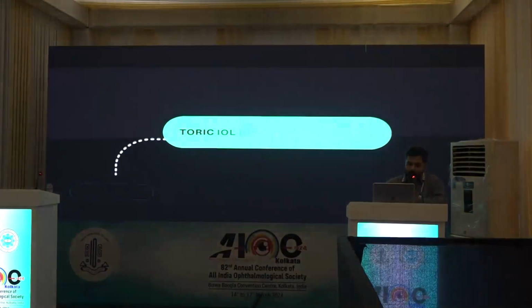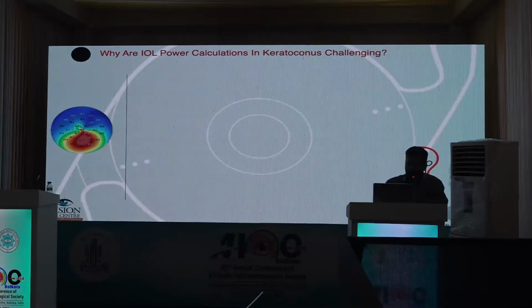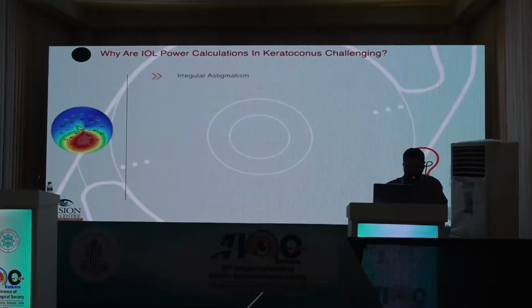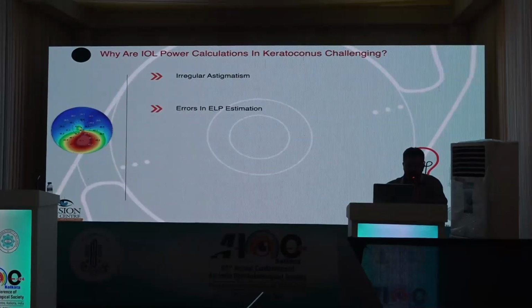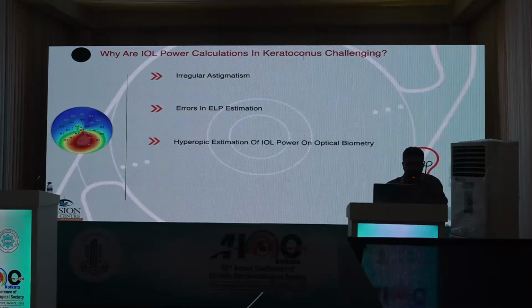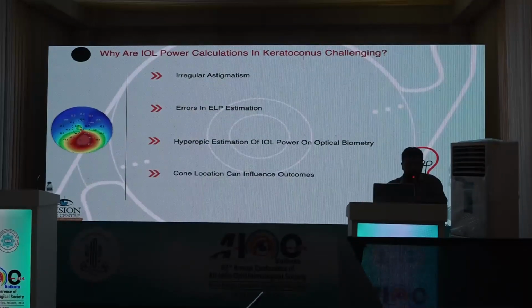So moving on to individuals that have corneal ectasia. Again, IOL power calculations, not just the toricity, but even the IOL power calculations by themselves in keratoconus are challenging. And the reasons are that this is essentially irregular astigmatism. You do have difficulties in estimating the effective lens position as well here. And usually you end up with a hyperopic refractive error post-operatively. The cone location in case of keratoconus can also influence outcomes.